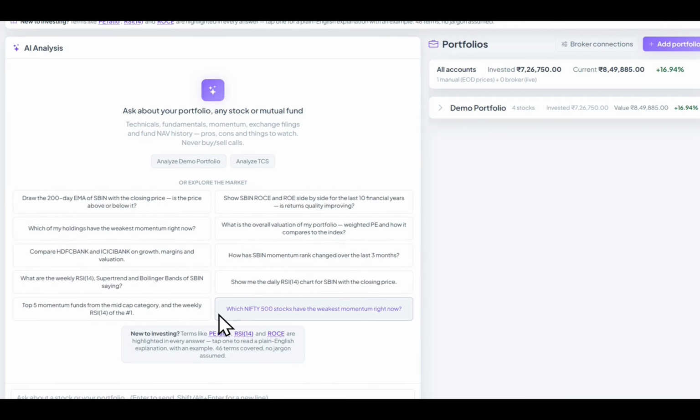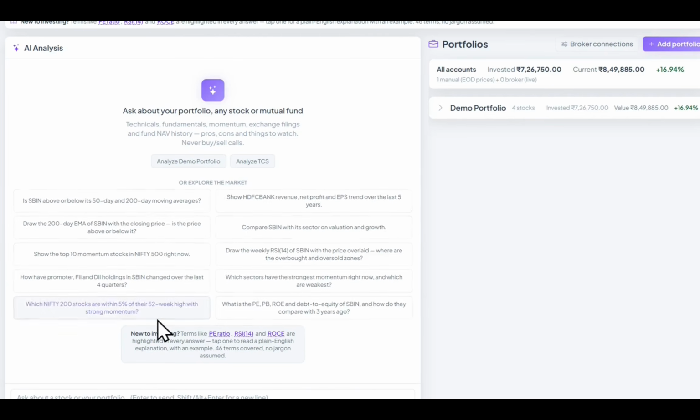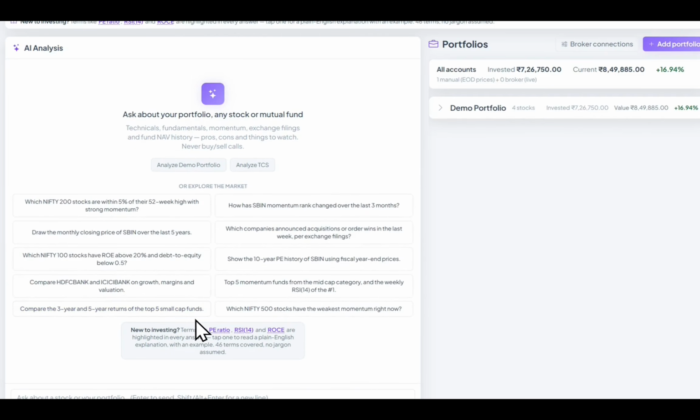Pull recent exchange filings for a stock, results, board meetings, insider trades, with dates. Draw an indicator, like daily RSI 14 with the closing price overlaid. Screen the Nifty 200 for stocks trading within 5% of their 52-week high with strong momentum. Or ask which of your own holdings have the weakest momentum right now. You are not limited to these. You can type any question in your own words.